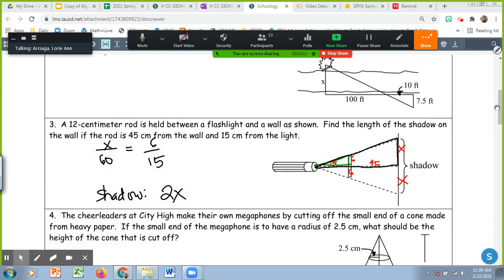Chris said 24. So you meant X is 24 or the shadow is 24. Okay. So think about your answers to that one. Shadow is 48 according to Mishka. So Mishka and Ricky have the same answer. James, Chris have the same 24. Oh, now Chris said the shadow is 48. Okay. All right. You'll get feedback when you enter your answers in Schoology.